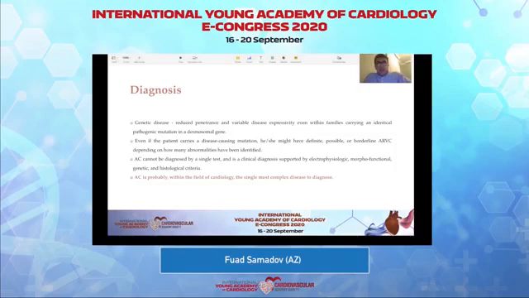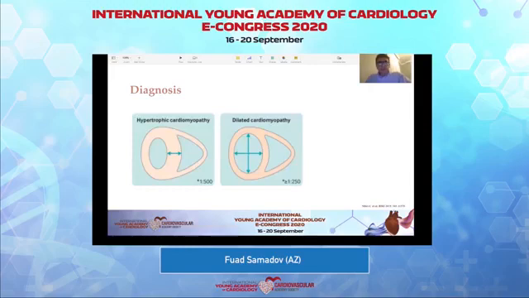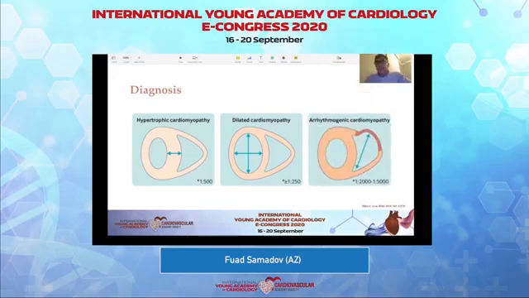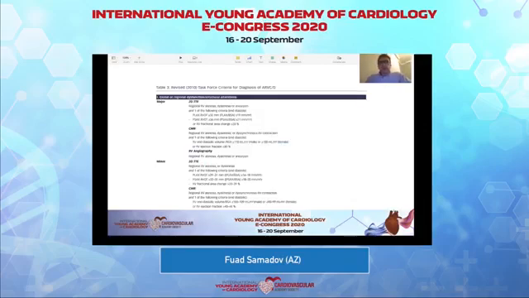Arrhythmogenic cardiomyopathy cannot be diagnosed by a single test. It's a clinical diagnosis supported by various criteria. Arrhythmogenic cardiomyopathy is probably, within the field of cardiology, the single most complex disease to diagnose. Diagnosis of other cardiomyopathies is more straightforward, but for arrhythmogenic cardiomyopathy, we have several criteria.